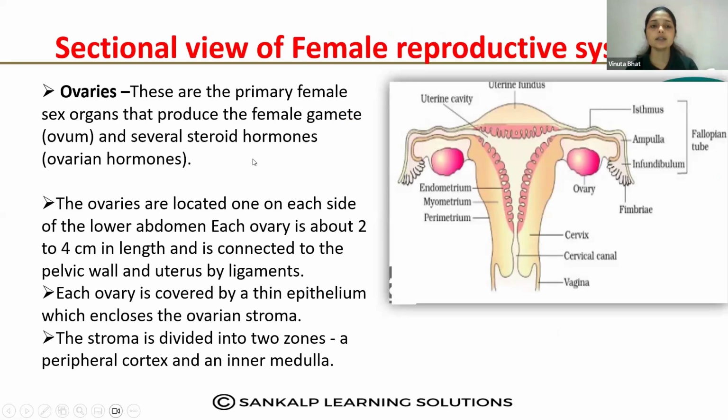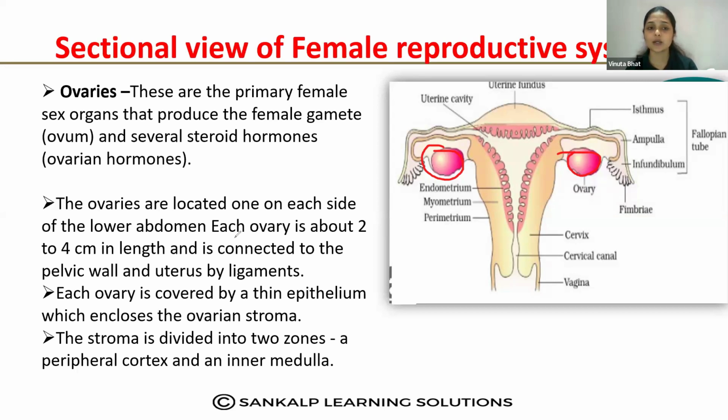ovaries. So these are the female sex organs, the pair of ovaries. They produce the female gamete and several steroid hormones. For example, some ovarian hormones are also produced by the ovary. The main thing is that they produce the female gamete, that is the ovum.